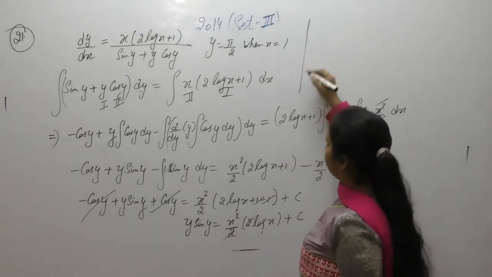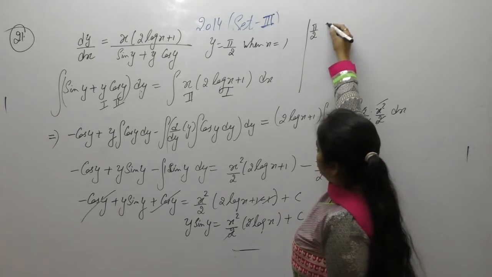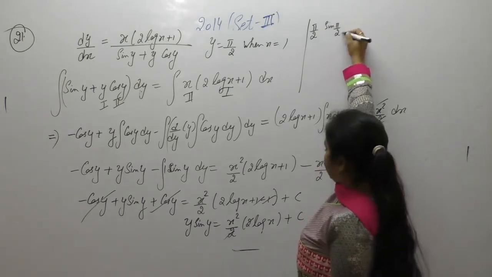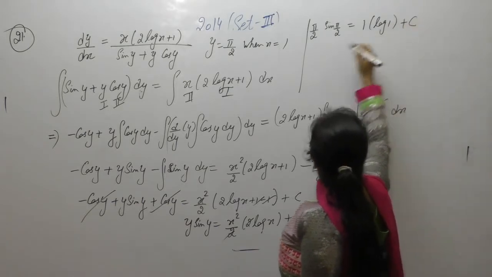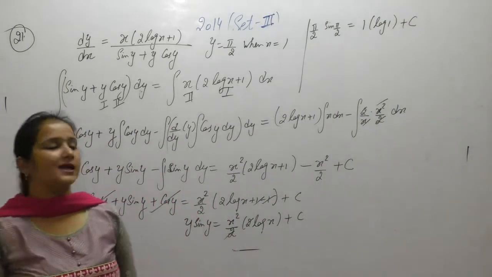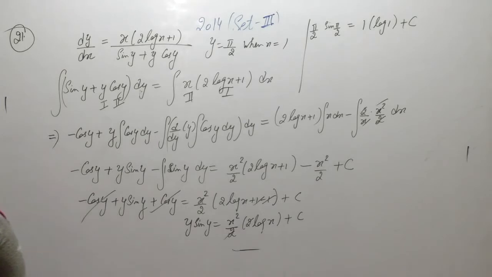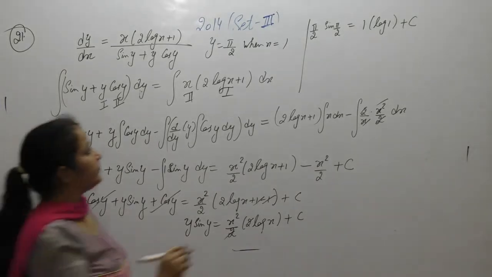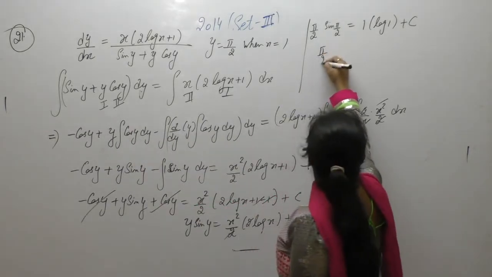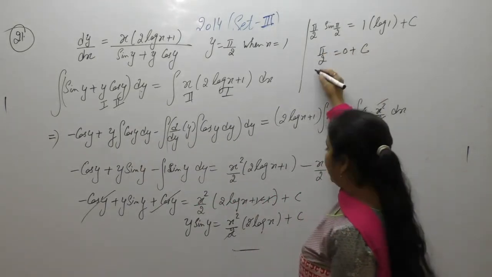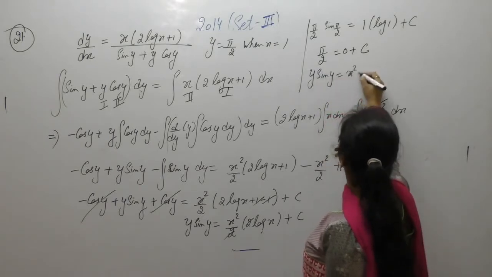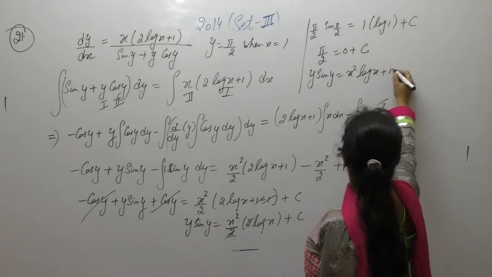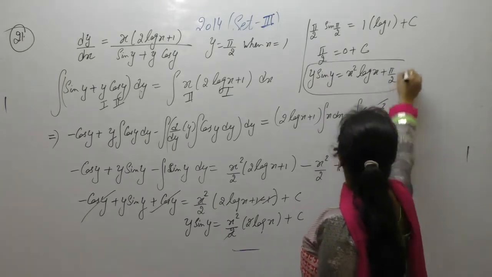Now put the value of y is pi by 2, sin pi by 2, x is 1, log of 1 plus c. Sin 90 has value 1 and log of 1 has value 0. So pi by 2 equals c. So put the value of c. y sin y is equal to x square log of x plus pi by 2.